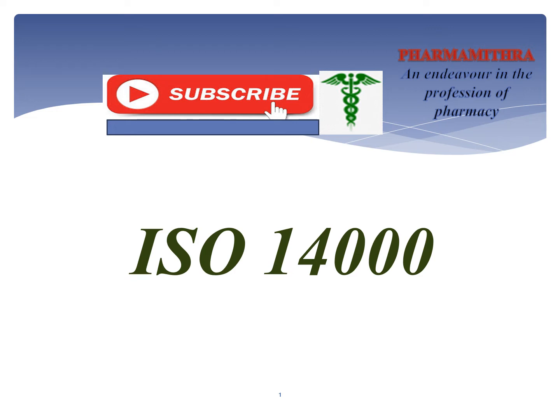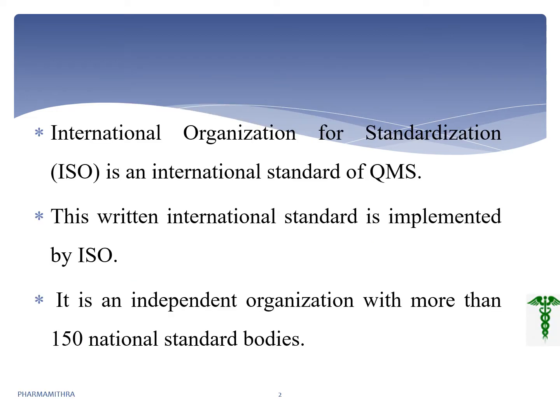So ISO means what? International Organization for Standardization. ISO is an international standard of quality management system. So actually this is a written international standard implemented by the International Organization for Standardization purpose. This ISO is an independent organization with more than 150 national standard bodies.